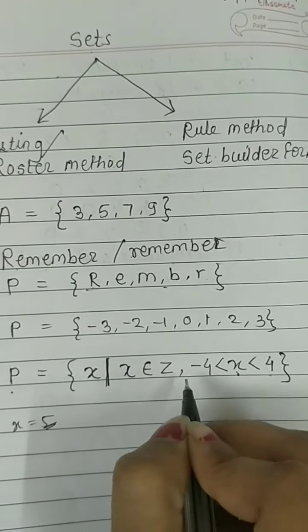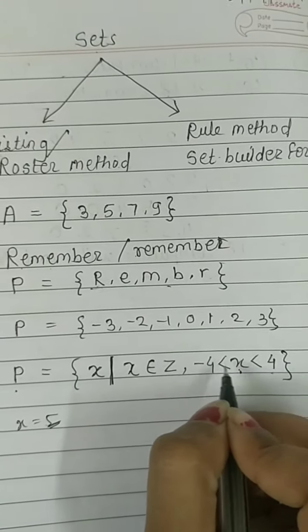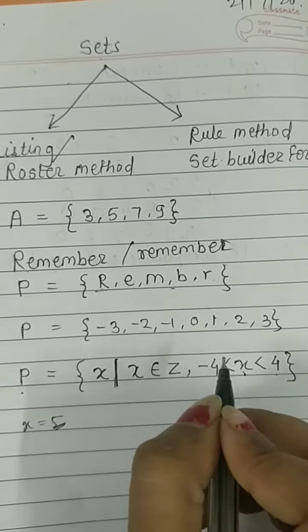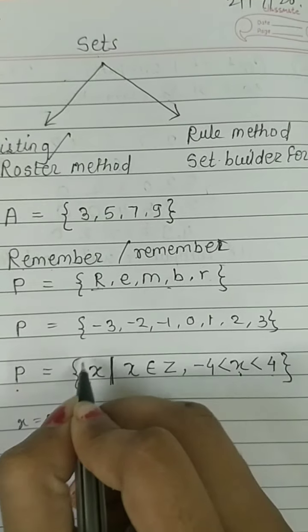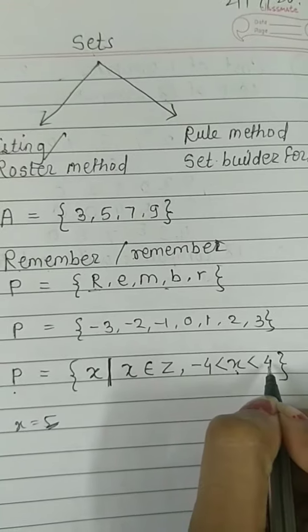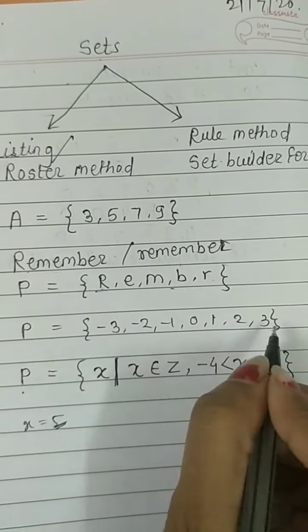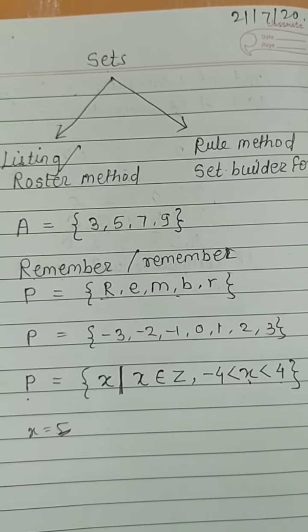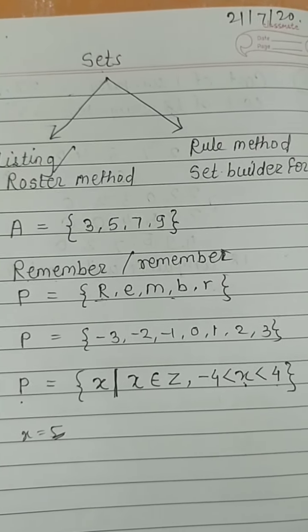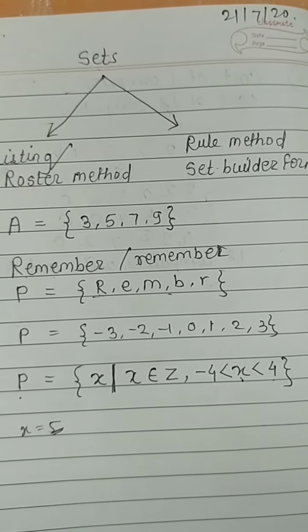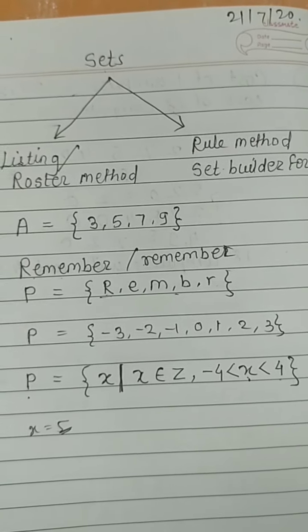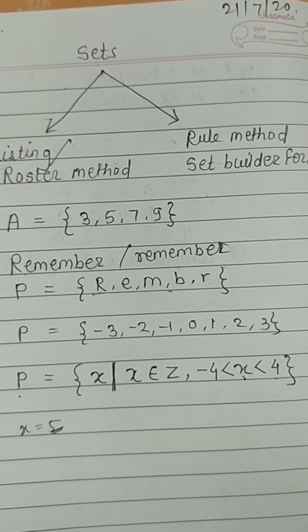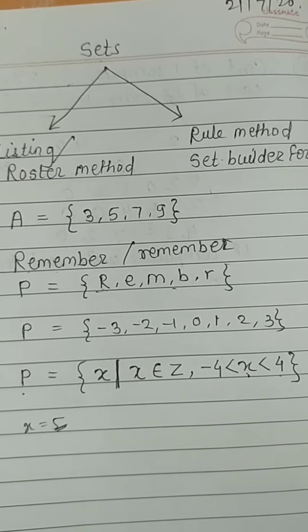Yes. Now let's take minus 1. Minus 1 is greater than minus 4, that's why it can be here. It's also less than 4. Understood? So this way we are going to write the rule method or set builder form of a set. I am going to take more examples so that it will be easier for you to understand.